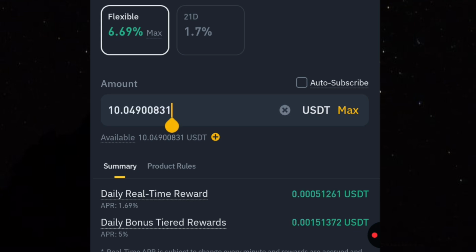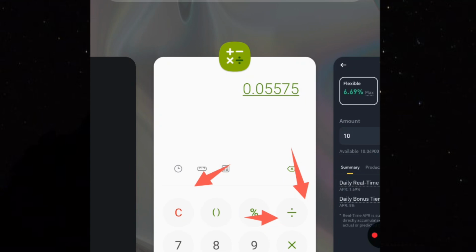Okay, I'm going to put in 10, and then the next thing you're going to find is they have calculated it based on what you earn daily. You can see this is going to be your daily real-time reward. This is the bonus you get for doing that, of course. But remember, I've calculated everything for you already. This is what you're going to get at the end of 1 month.